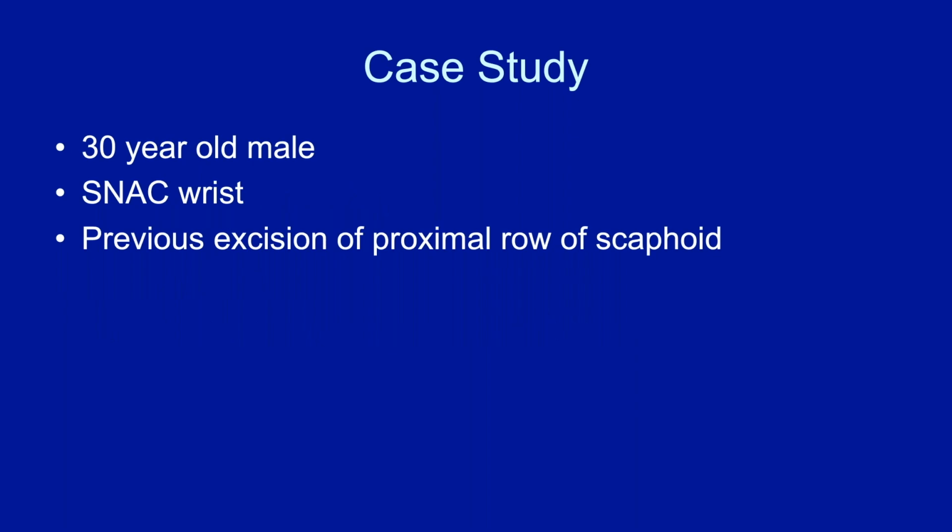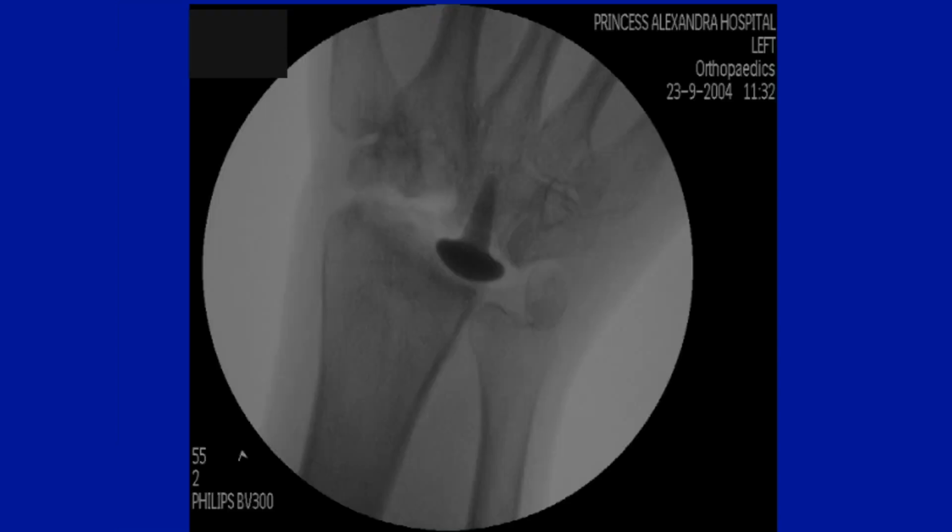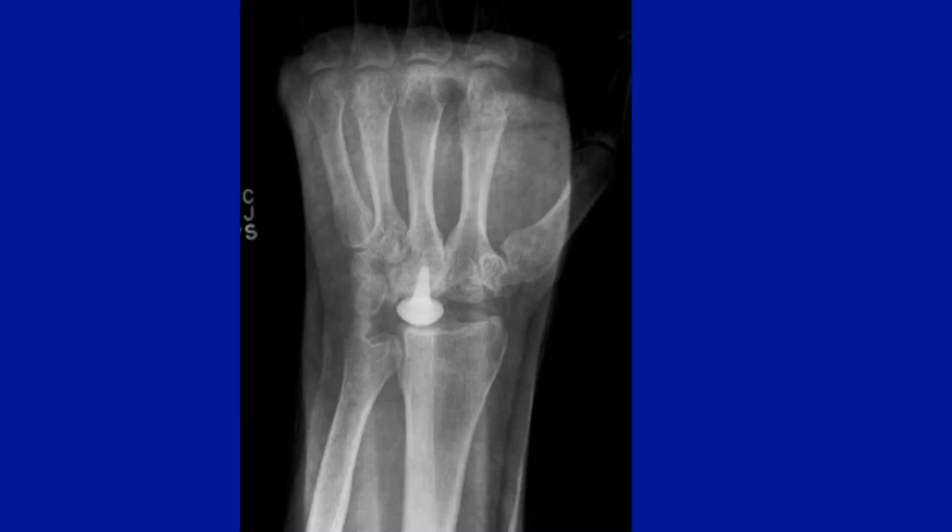Here's a case study of a 30-year-old male, SNAC wrist, who had previous excision of the proximal portion of the scaphoid, which is a somewhat unusual procedure. Next slide. And this is an X-ray of the excision of the proximal portion of the scaphoid. Next slide. And you can see that this is the implant that they used, similar to the capitate cap. Next slide. Again, you can see the implant in place. Next slide.